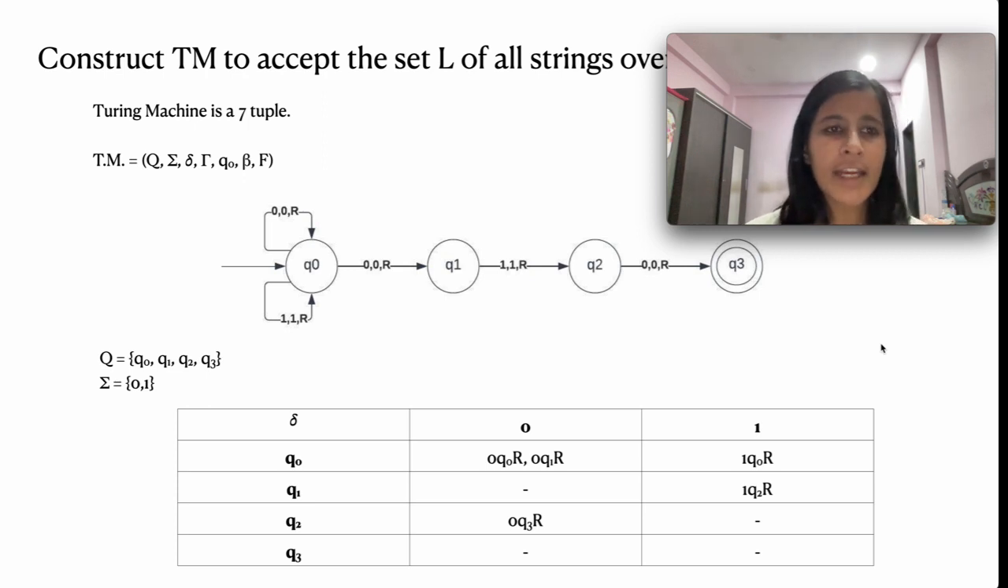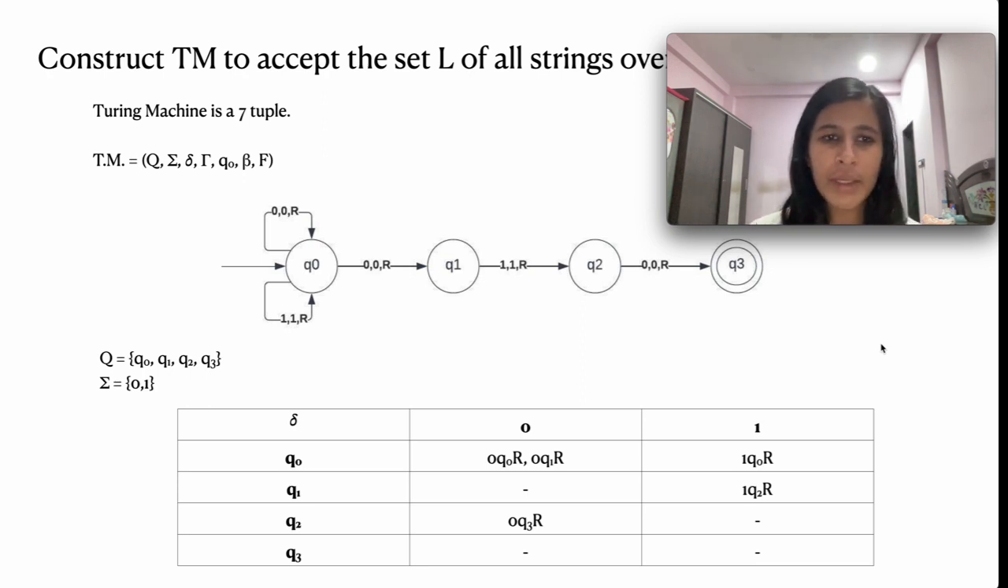The symbols indicate Q, which is a finite set of states, sigma, which is a finite set of alphabets, which as given in the question is 0 and 1, delta, which is the state transition function, gamma, Q0, which indicates the initial state, blank, which indicates blank on the magnetic tape, and F, which indicates the final state.